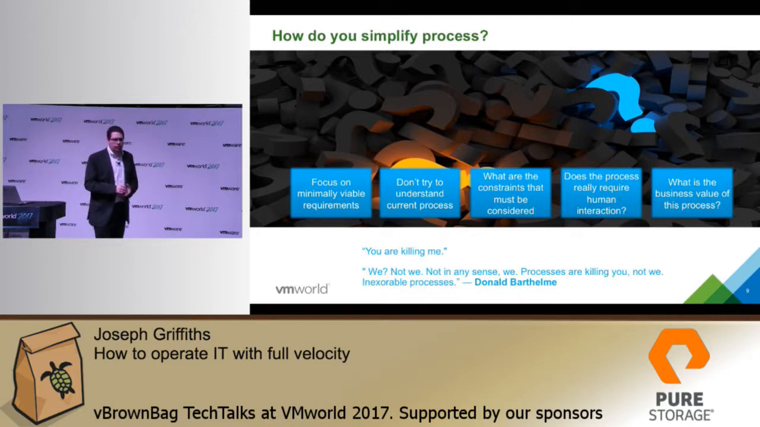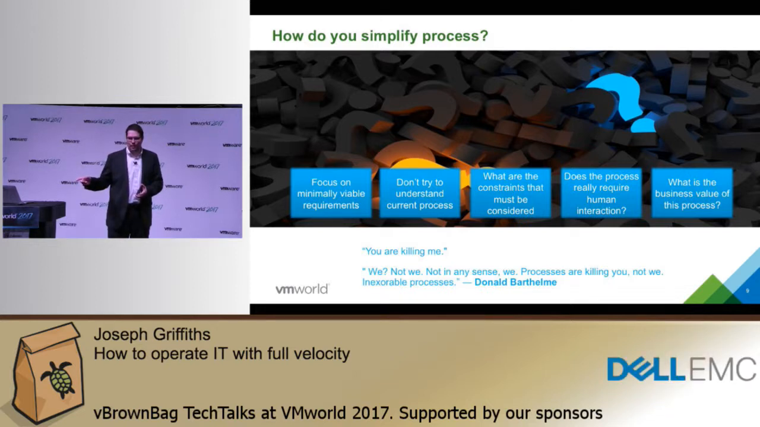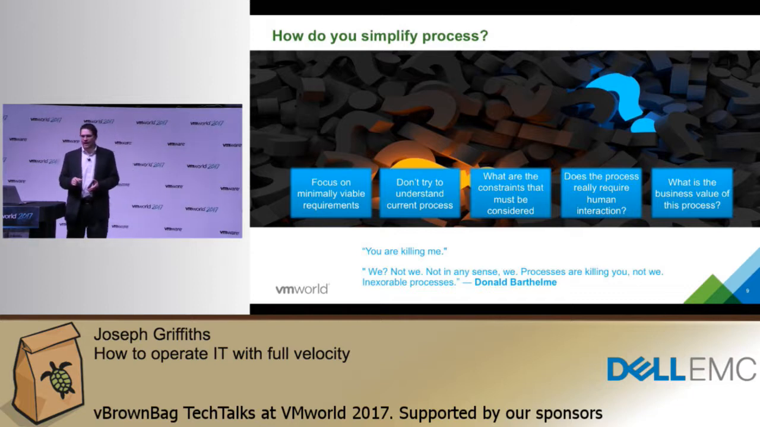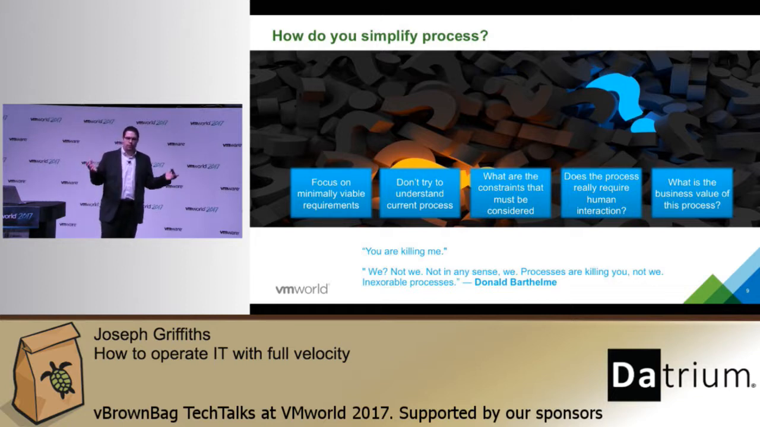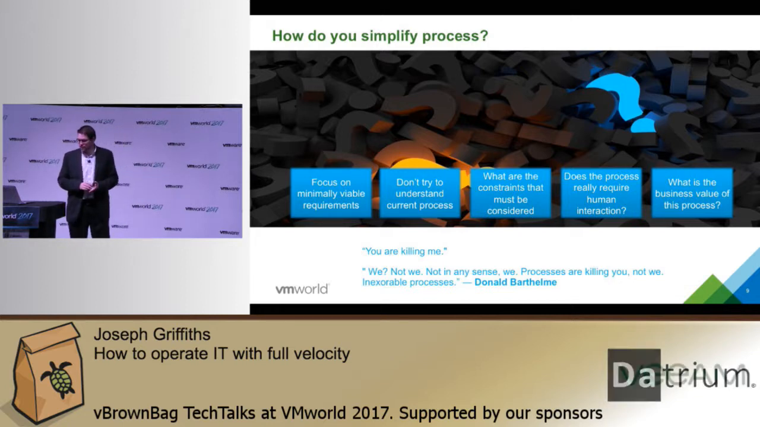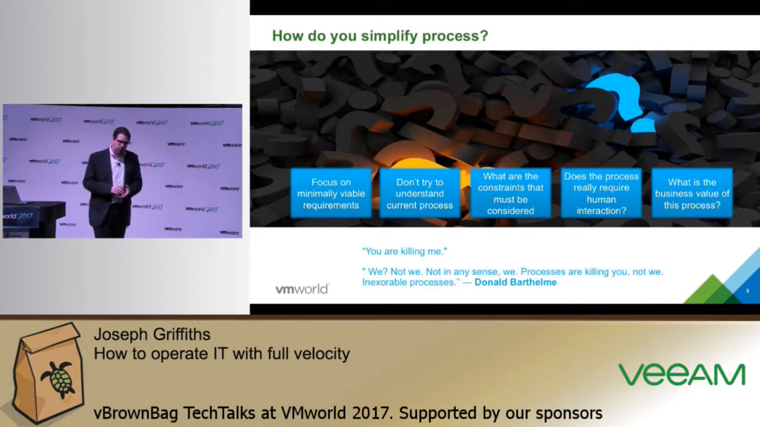Don't try to understand the current processes. In other words, don't spend your time understanding what Bob, George, and Sarah have caked on in the process. Just go figure out what the requirement for the process is and fulfill that. It's a lot easier to do that way. Understand the constraints that exist from the business. You have to do it on this platform. You have to do it this way. That stuff always exists.